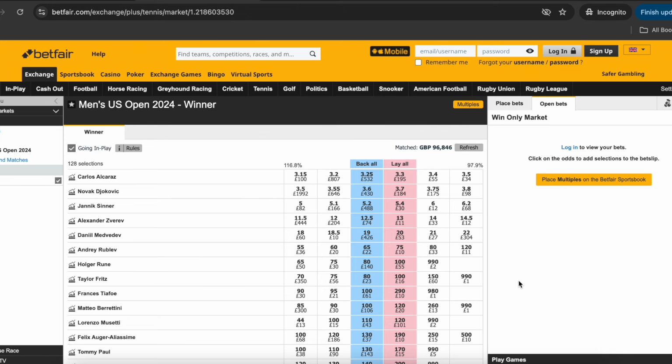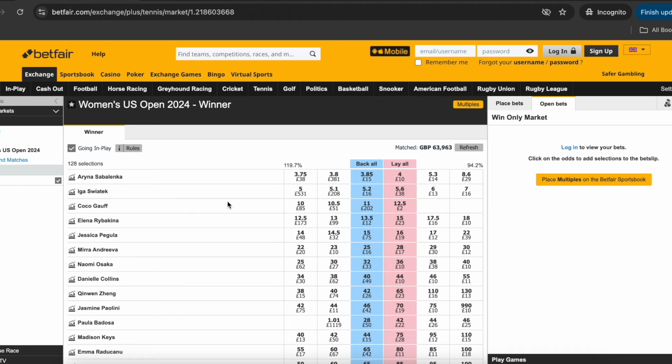So, first of all, for my category 1 player, which is 1 point on a player under 5.0, I'm going for Alcaraz, priced at 3.25. Category 2, which is 1 point split over 1 or 2 players, I'm going for Jannik Sinner, priced at 5.2. And then over in the women's, I am going for Swiatek, also priced at 5.2.